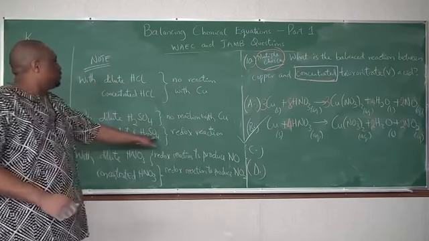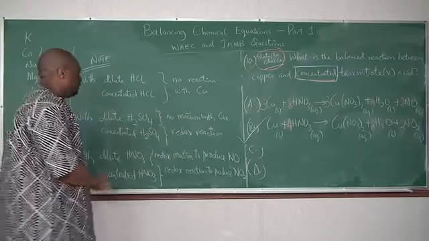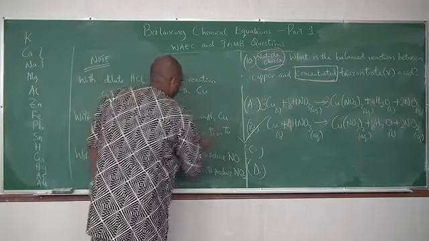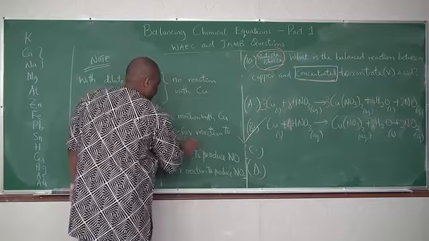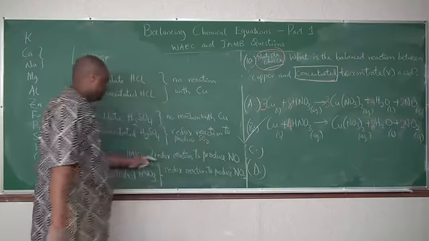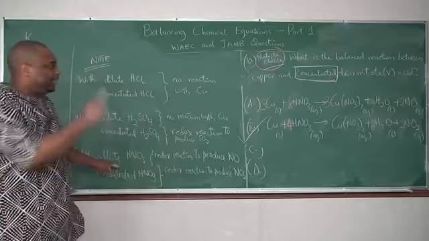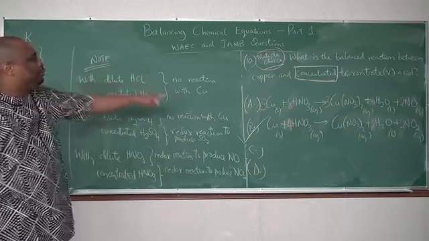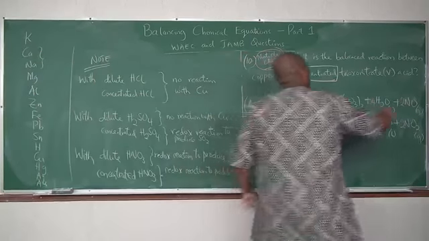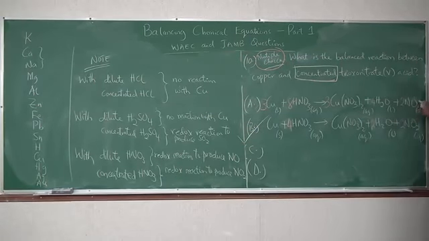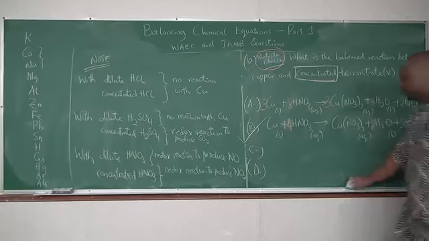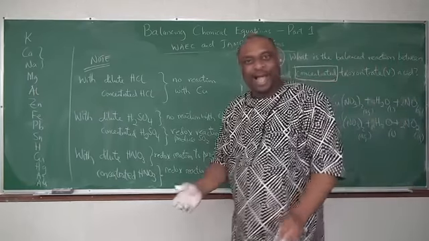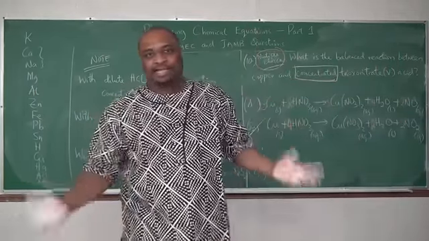And of course, this one will give you sulfur 4 oxide. Redox reaction to produce sulfur 4 oxide. But the only thing they wanted you to know in that question is dilute and concentrated. This is with dilute trioxonitrate 5 acid. This is with concentrated trioxonitrate 5 acid. Okay? You know how tricky they ask questions.